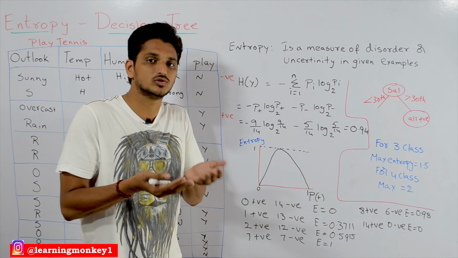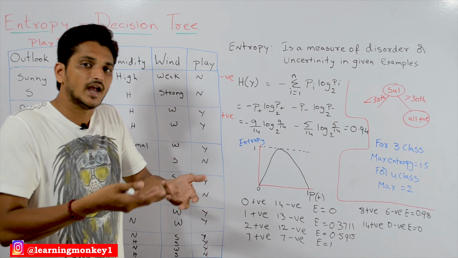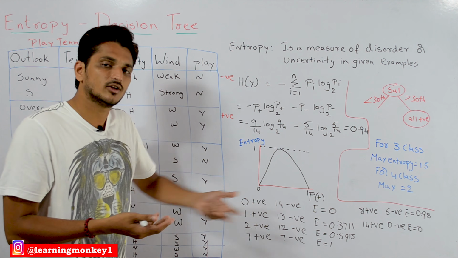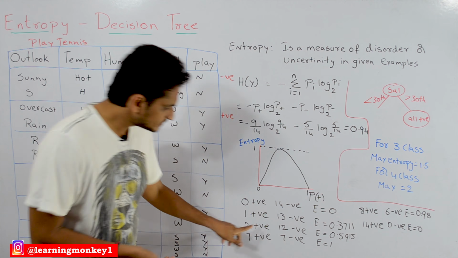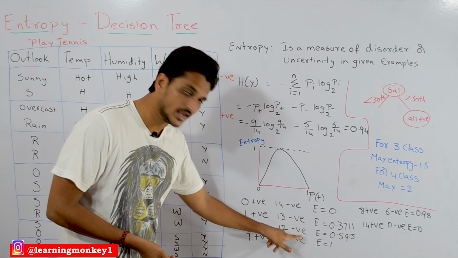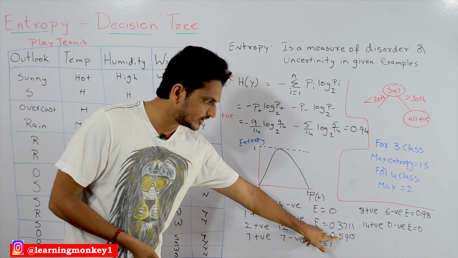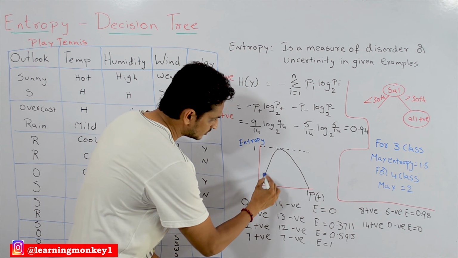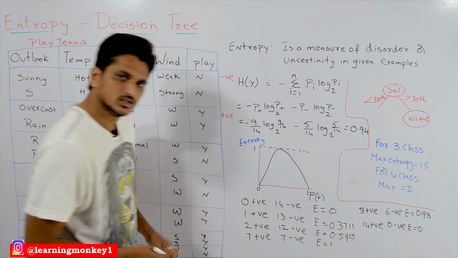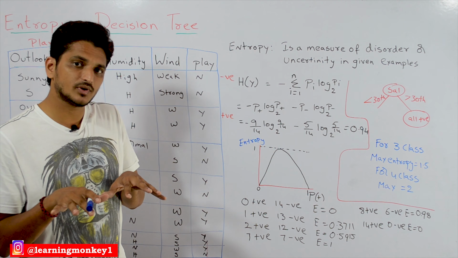With an increase in positive points, the entropy value increases. So with 2 positive points and 12 negative points, entropy is equal to 0.59. So our graph slowly increases like this. So when will we get the maximum entropy value?